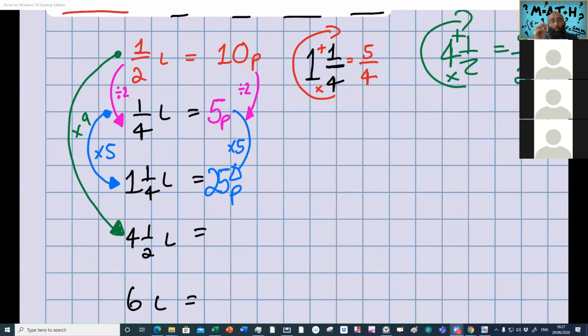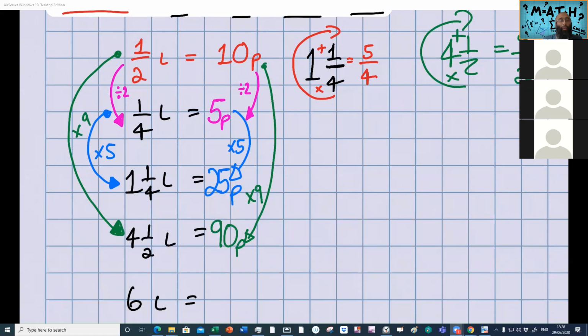So you have 9 halves. Myra decided to go back to the half because again, 4 1/2 is in the half times table. You counting up in halves: half, 1, 1 1/2, 2, 2 1/2, 3, 3 1/2, 4, 4 1/2, and 5. Okay, 4 1/2 there. So you have 9 of them, 9 halves. So we start from here and we go down to here. So what's 10 times 9? 90.